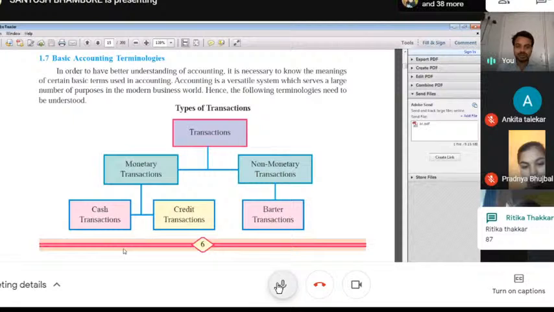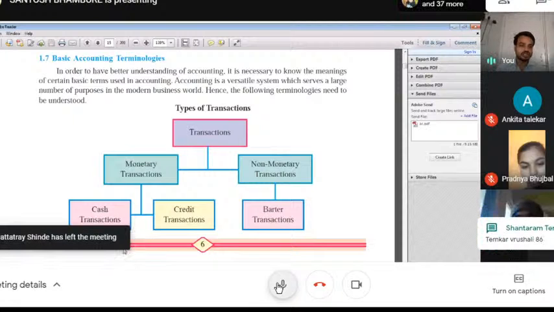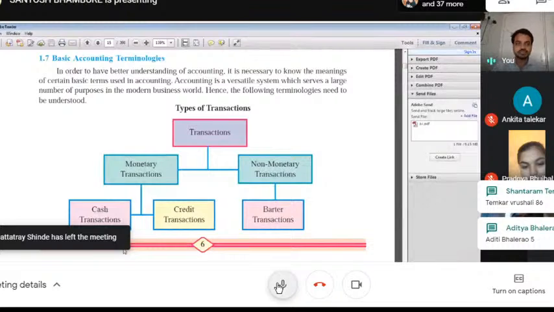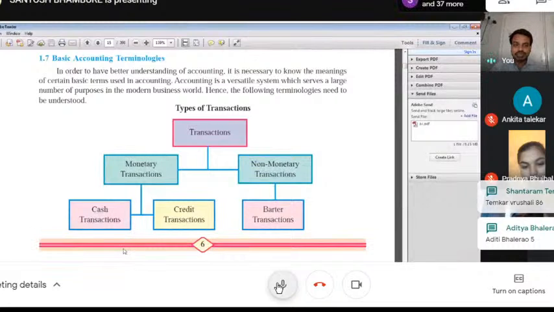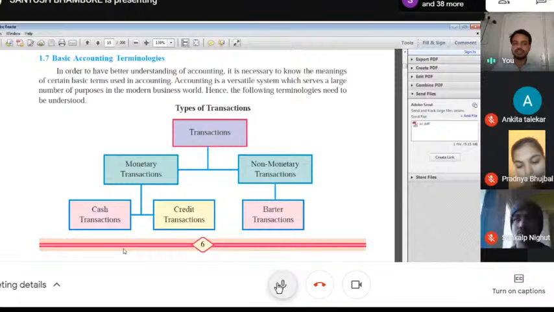Okay, so everyone switch off your microphone and switch on your camera. In today's lecture, I am going to explain basic accounting terminology. So first of all, earlier we have to study about the transaction.